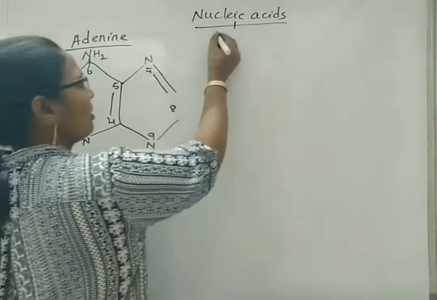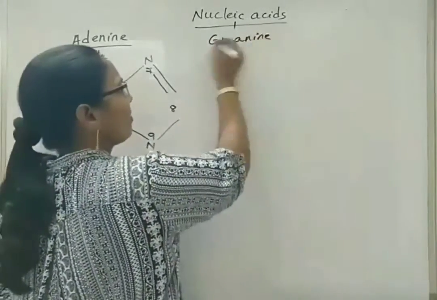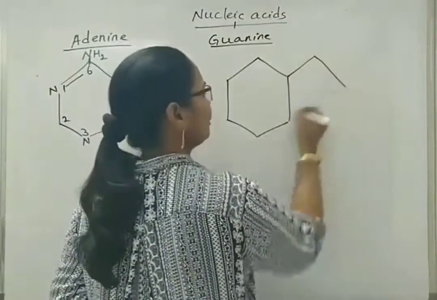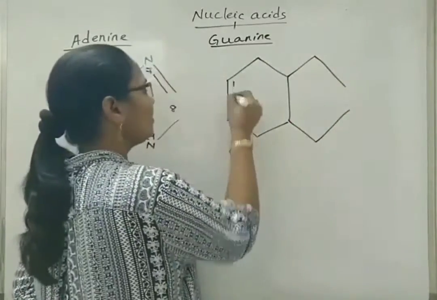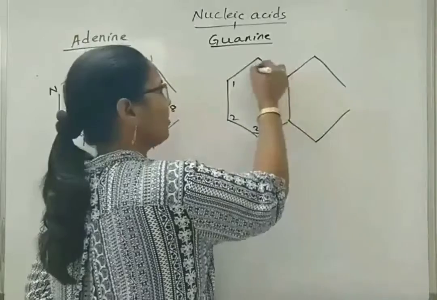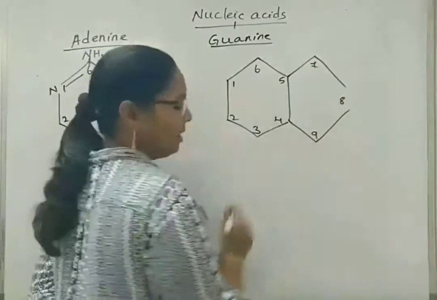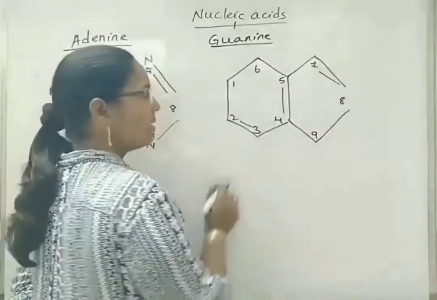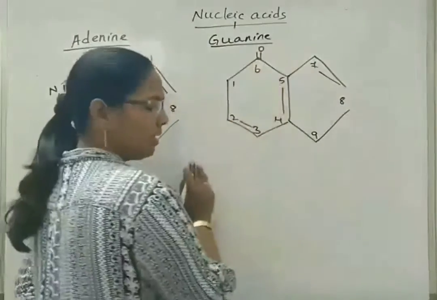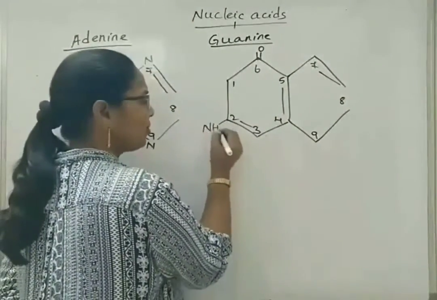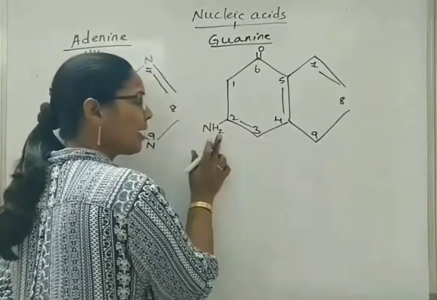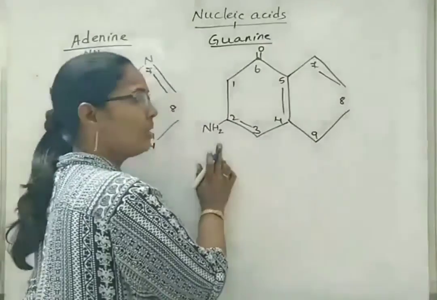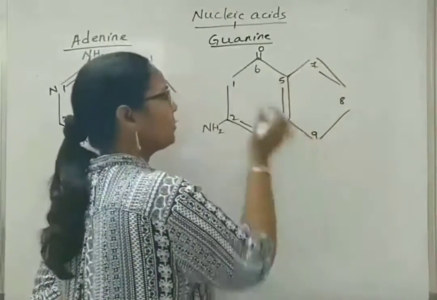Now, next is guanine. Again, we will draw 2 rings since purines are dicyclic in nature. 1, 2, 3, 4, 5, 6, 7, 8, 9 positions. But here at the 6th carbon there is a ketone group, and at the 2nd carbon there is an amino group. In case of adenine, the amino group is located at the 6th position. In case of guanine, the amino group is located at the 2nd carbon position. And the existence of nitrogen atoms is again the same.